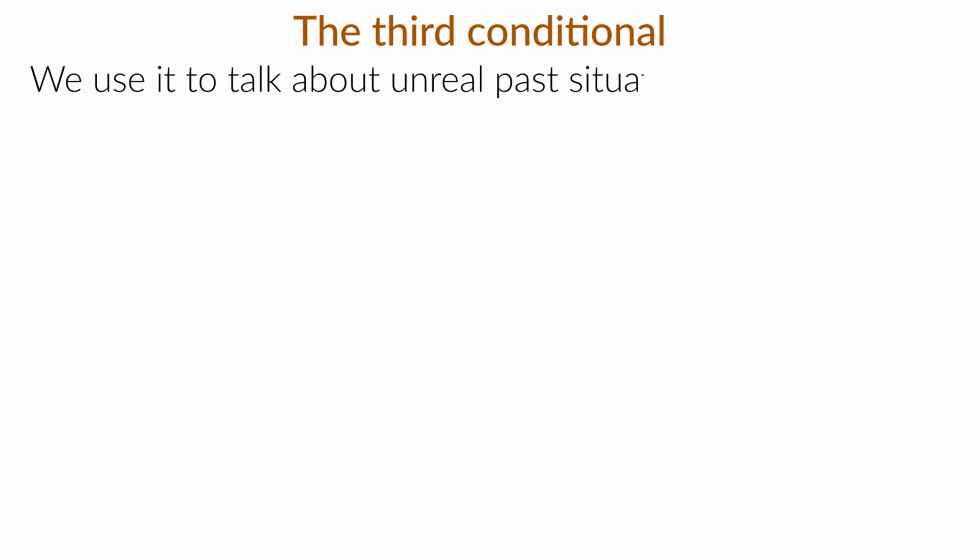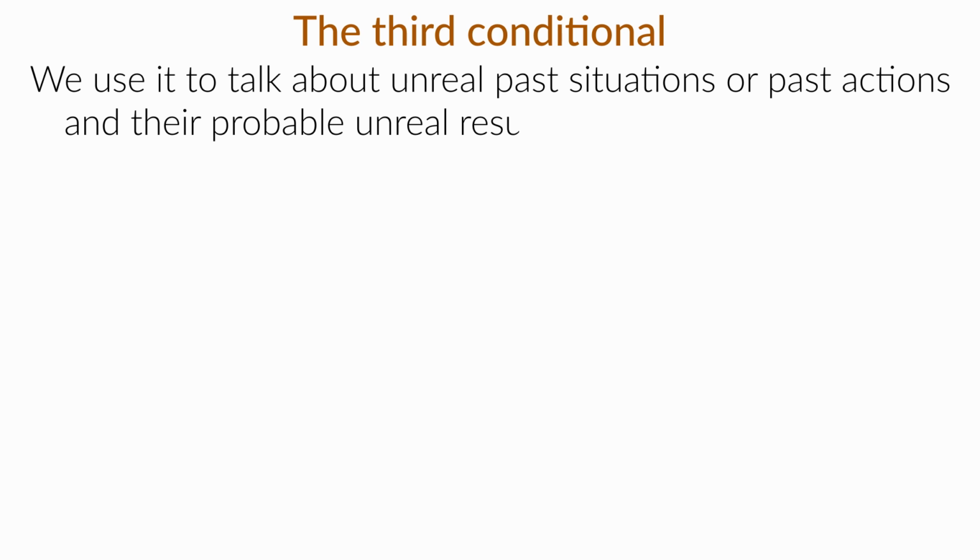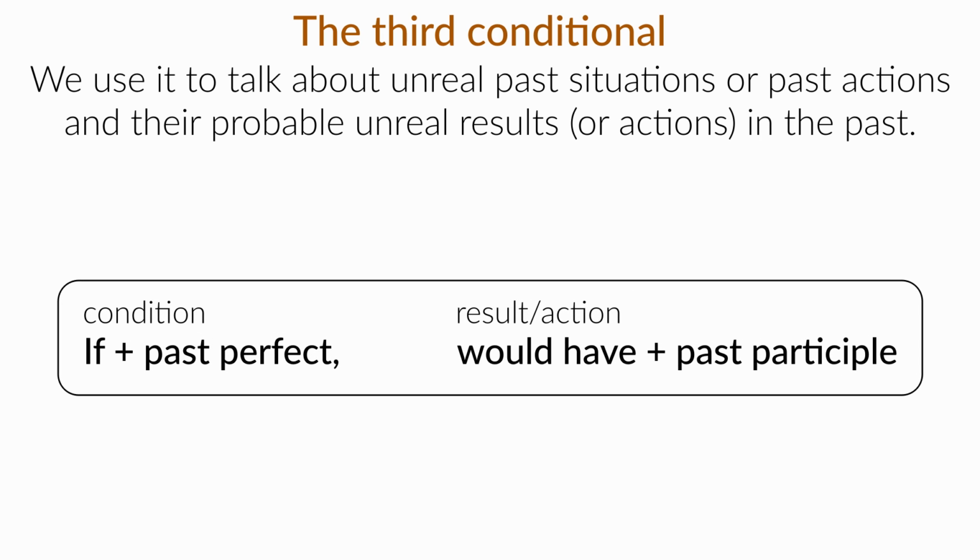The third conditional. We use it to talk about unreal past situations or past actions and their probable unreal results or actions in the past. These situations are completely impossible because we cannot change the past. The formula is the following. If plus past perfect for the condition and would have plus past participle for the result.